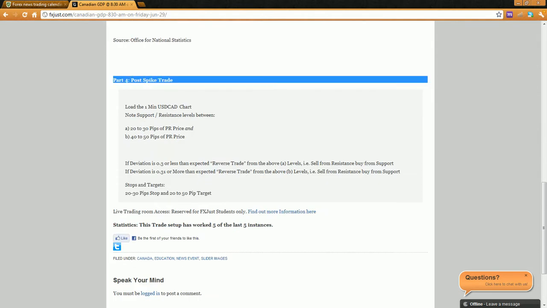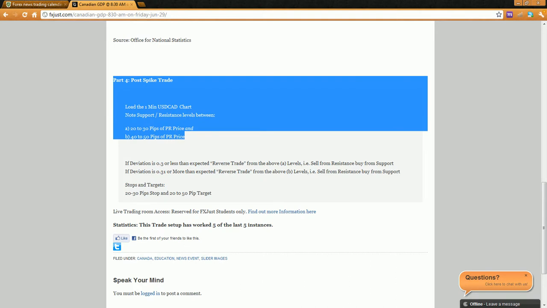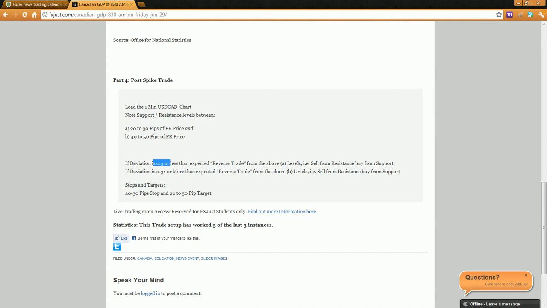We were looking at a post spike event, and I wanted to trade a reversal off resistance levels or support levels. So, after the news is released, if the market goes down, I want to buy, and if it goes up, I want to sell. And if the deviation is 0.3 or more, I do that from about 50 pips. And if the deviation is 0.3 or less, I do that from about 30 pips.